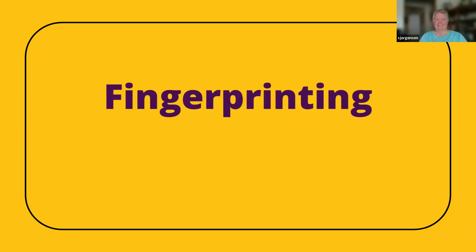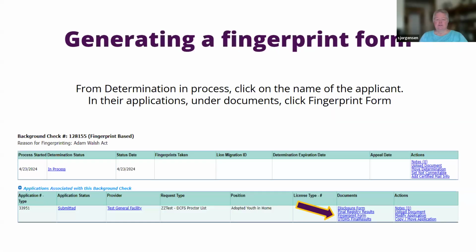On to fingerprinting. Such more exciting things to talk about. All right, next slide. So the first thing we want to talk about is generating a fingerprint form. You'll notice there's an arrow pointing down to a fingerprint form. That will not show up for you to be able to print from here unless the disclosure form is done. So if the disclosure form hasn't been done, that won't even show up for you as an option.